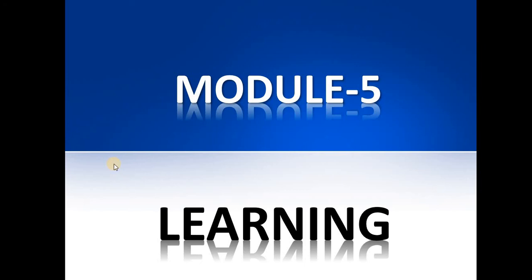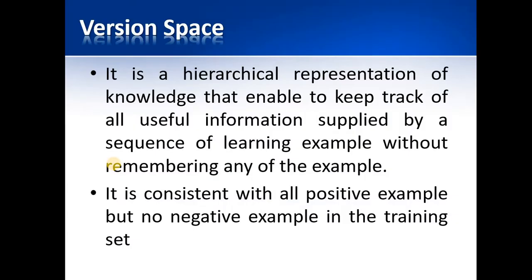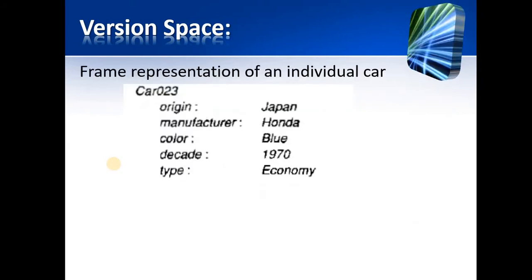Let us discuss the next topic of Module 5, version space. It is a concept learning process accomplished by managing multiple models within a version space. It is a hierarchical representation of knowledge that enables us to keep track of all the useful information supplied by a sequence of learning examples without remembering any of the examples. The goal is to produce the description that is consistent with all positive examples but no negative examples in the training set. This is the frame representation of an individual car.